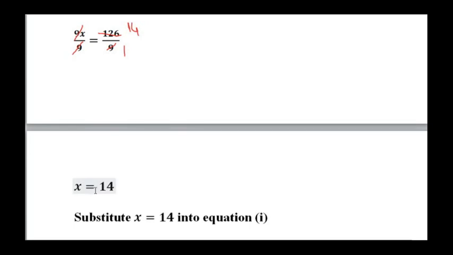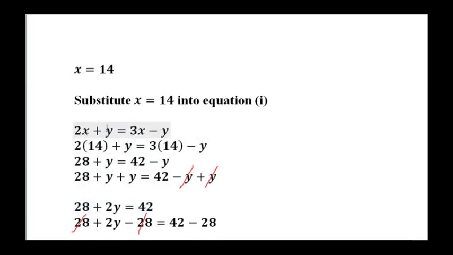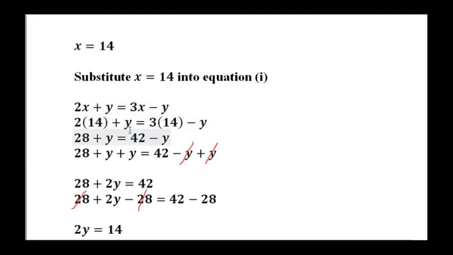Now that we have determined the value of the variable x, we can proceed to find the value of the variable y by substituting the value of x into equation 1. Equation 1, 2x + y equals 3x - y, becomes 2 times 14 + y equals 3 times 14 - y. Next, 14 times 2 is 28, plus y equals 14 times 3, 42, minus y.